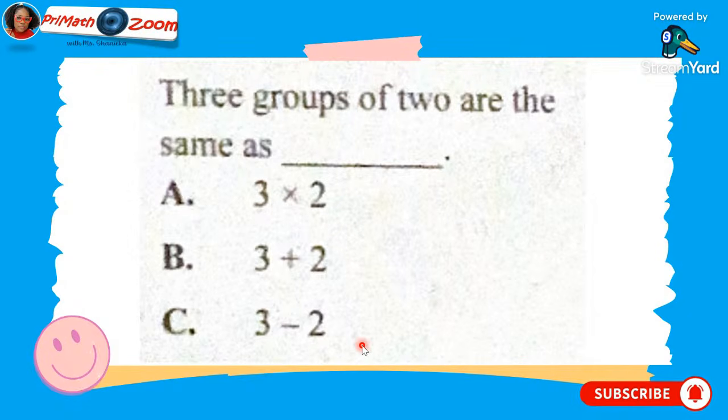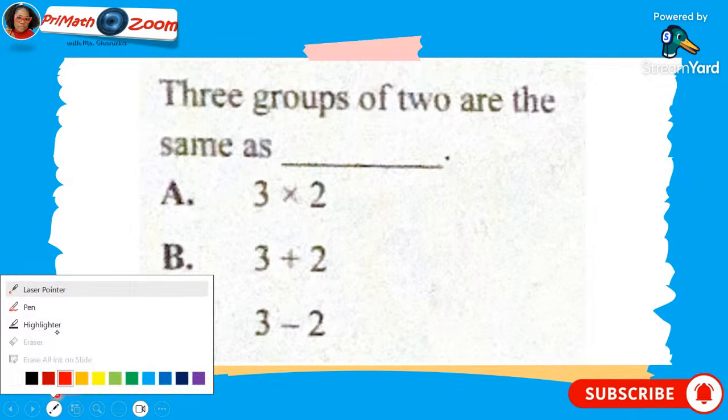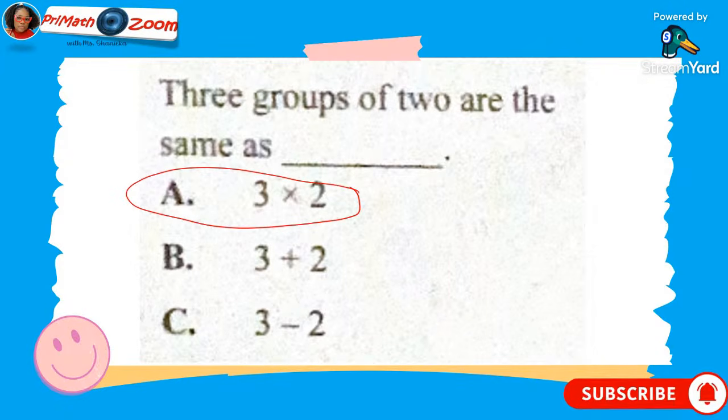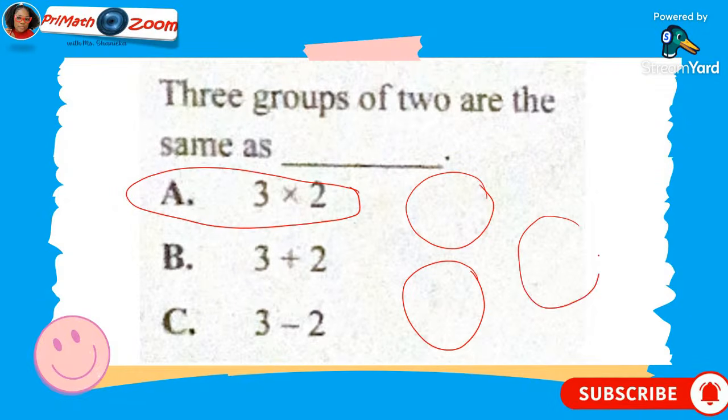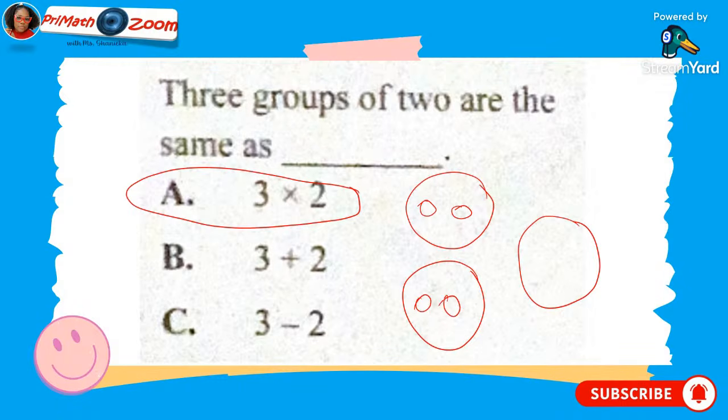All right. So 3 groups of 2 is the same as 3 times 2. If you said 3 times 2, good job. You are correct. 3 groups of 2, that's how we write it. We multiply. 3 groups of 2, it's like you have 3 groups. 1, 2, 3 groups. And in each you have 2 things. 1, 2, 3, 4, 5, 6. You're multiplying 3 times the 2 that is in each group.